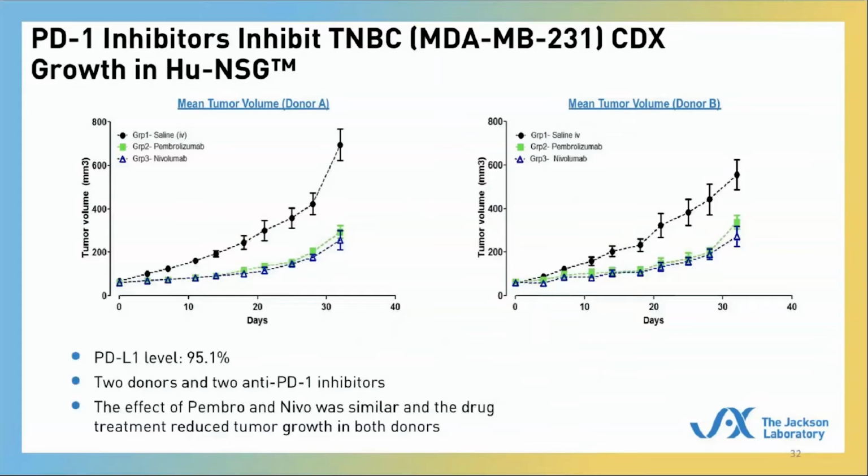What we use in this data here is the MB231, the triple-negative breast cancer cell line, really one of our workhorses at JAX in terms of cell line-derived xenograft models. So we're comparing two different PD-1 checkpoint inhibitor blockades, pembro and nivolumab. MB231-bearing mice, that's just your control. And we're looking at tumor regression. This is the mean tumor volume, and we're looking at two different donors.